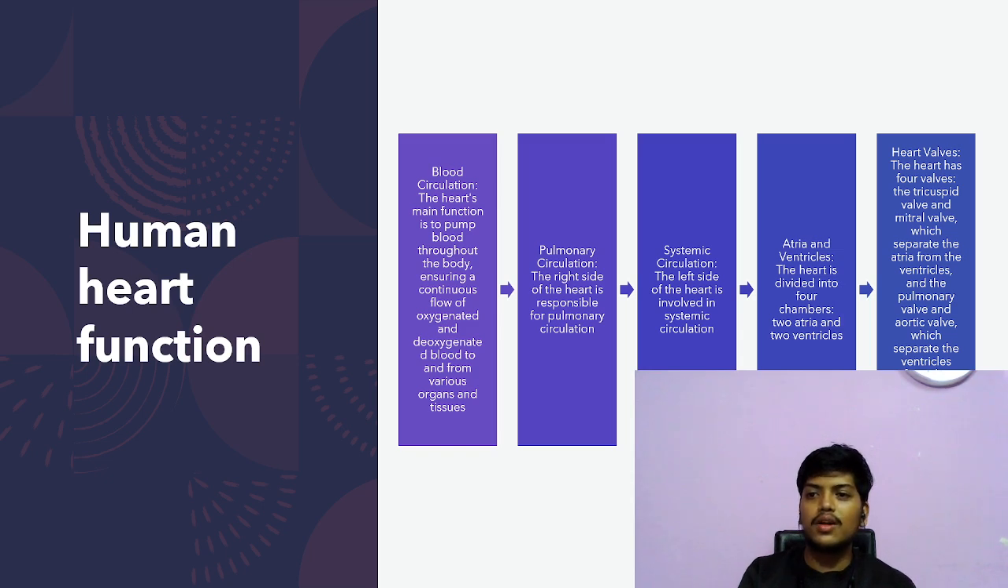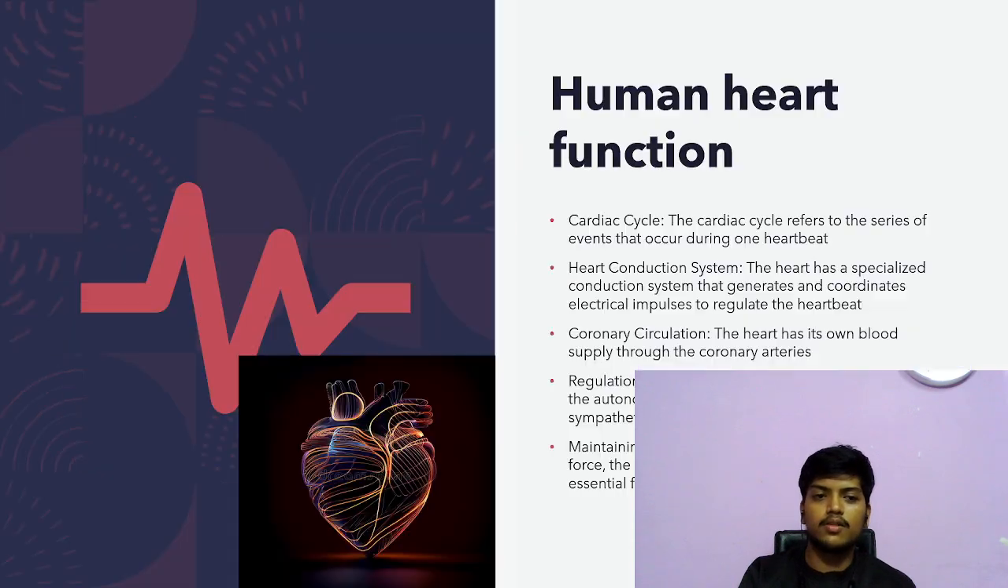The heart has four valves: the tricuspid valve and the mitral valve, which separate the atria from the ventricles, and the pulmonary valve and aortic valve, which separate the ventricles from the pulmonary artery and aorta, respectively. The human heart has mainly four or five kinds of functions, which include the cardiac cycle, the heart conduction system, coronary circulation, the regulation of the heart rate, and maintaining blood pressure.